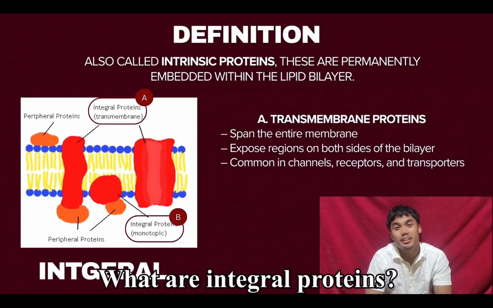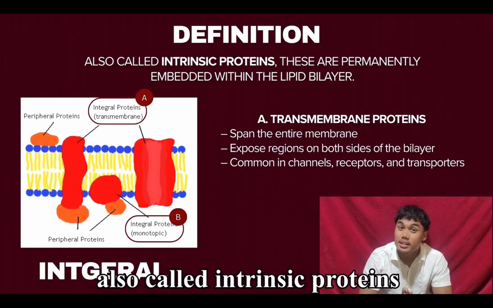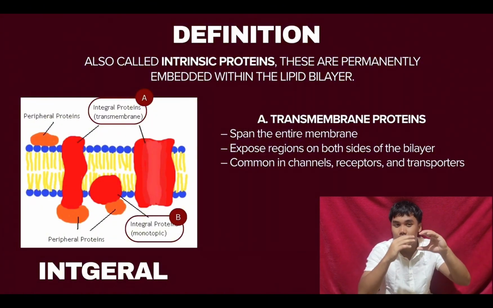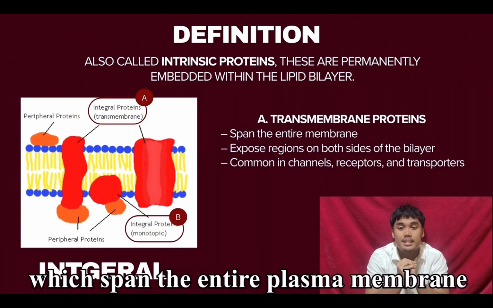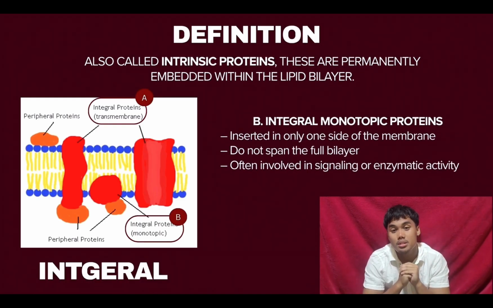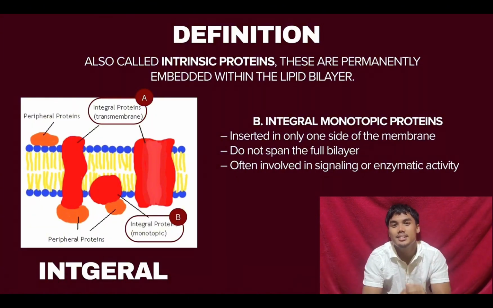What are integral proteins? Integral membrane proteins, also called intrinsic proteins, are permanently embedded within the lipid bilayer. Some types include transmembrane proteins, which span the entire plasma membrane, and integral monotopic proteins, which are permanently attached to the membrane from only one side.